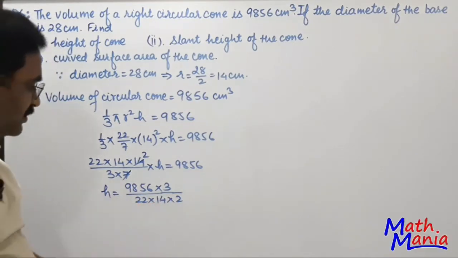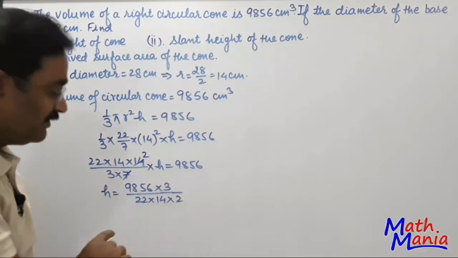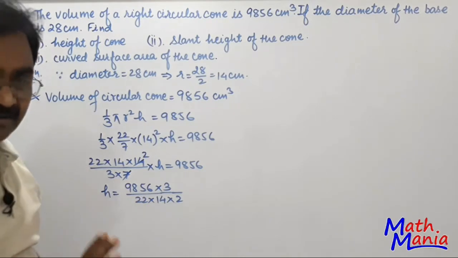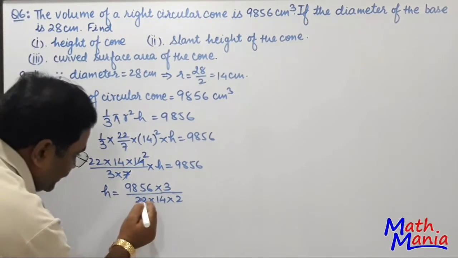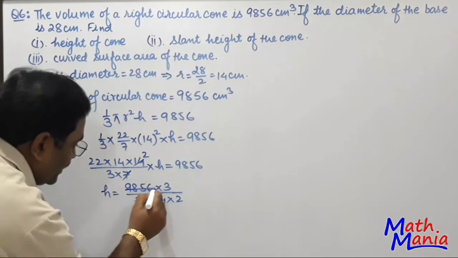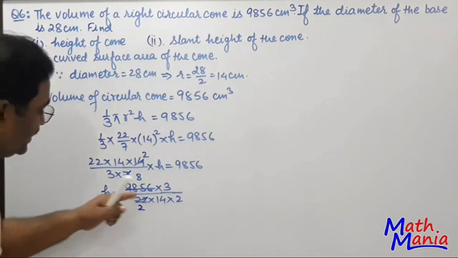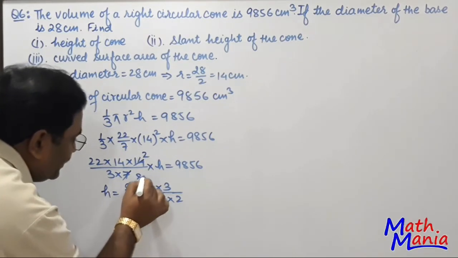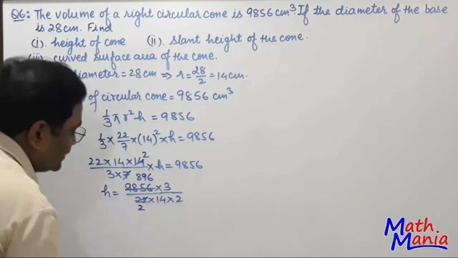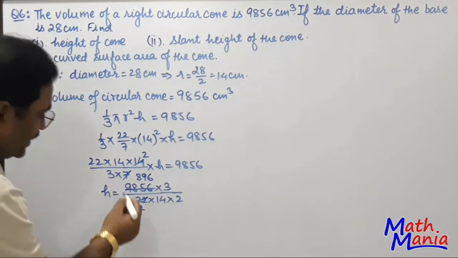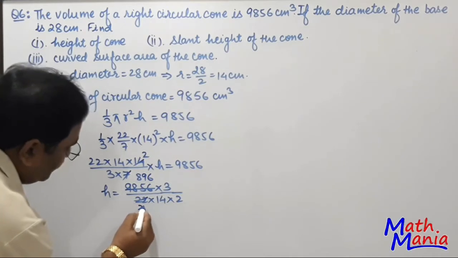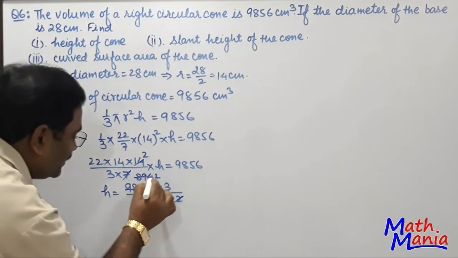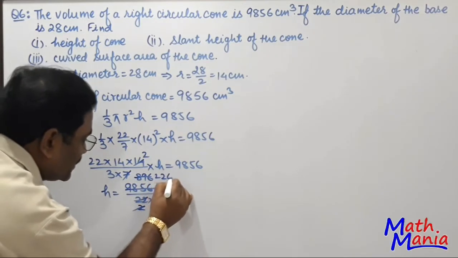Let's simplify these numbers. First, we are going to simplify by 11. 11 2s are 22, and let's check whether this is simplified by 11 or not. 11 8s are 88, 10 is remaining, 11 9s are 99, and 11 6s are 66. Now simplify it by 2, or by 8 we can simplify. 4 2s are 8, 4 2s are 8, and 4 4s are 16.